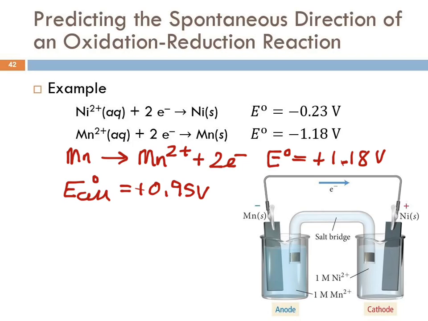I have a question. Will we ever get one where it's not at 1 molar? Yes. That certainly does happen. We'll worry about that later.